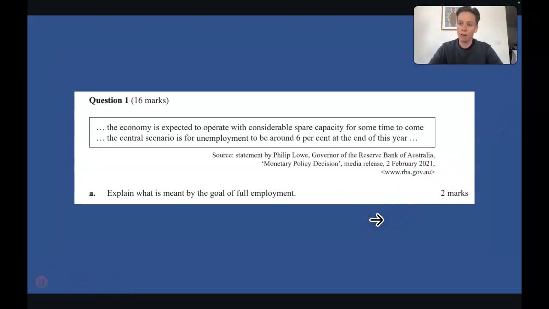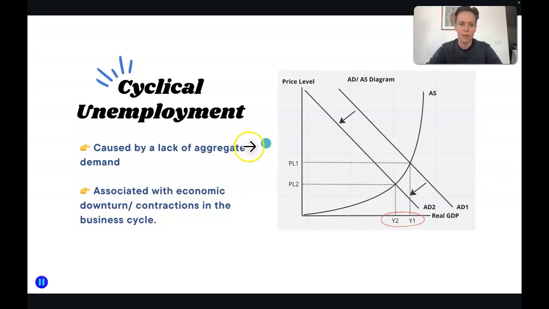And so here's a great question that you could get. Explain what is meant by the goal of full employment for 2 marks. Pretty confident this was on 2022's exam. Really, the students that got 2 out of 2 for this were able to obviously use those 2 terminologies, the goal of full employment, and then couple it with the NAIRU, and that got them the 2 out of 2 marks. So once again, more definitions.